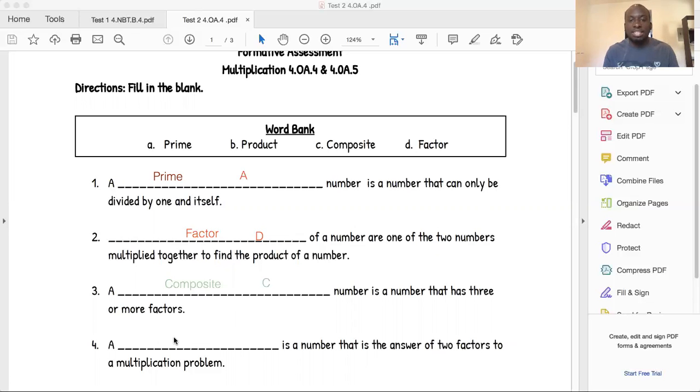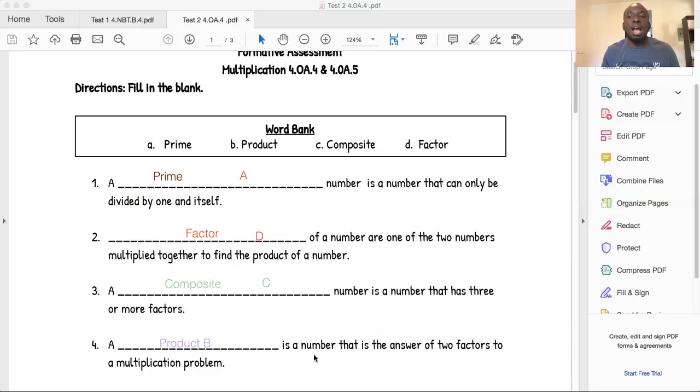By process of elimination, number 4, a blank is a number that is the answer of 2 factors of a multiplication problem. That is product. I'm going to make this a different color for you. Product, which is B, a product, which is the answer to a multiplication problem.